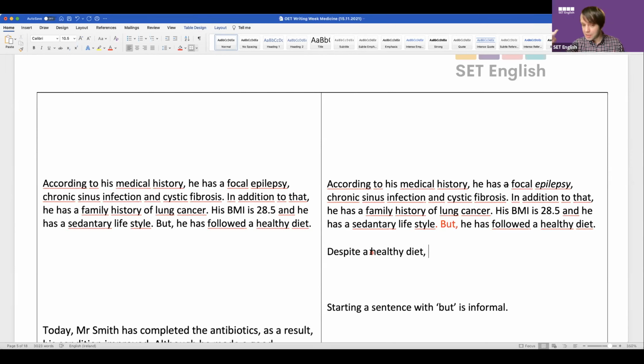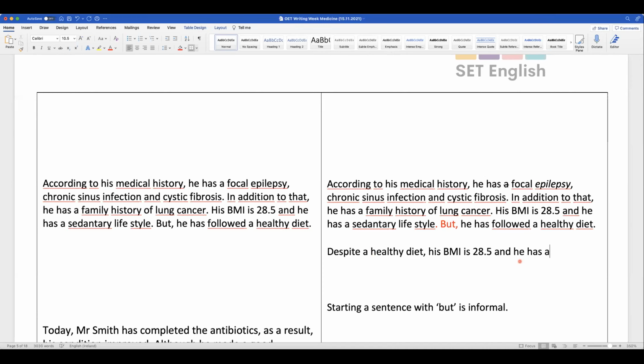Now that second person, what do I want? He is BMI. Come on, it's 28.5. And who am I talking to? This is good. You finish it. Fatima, go on. And he has a sedentary lifestyle.